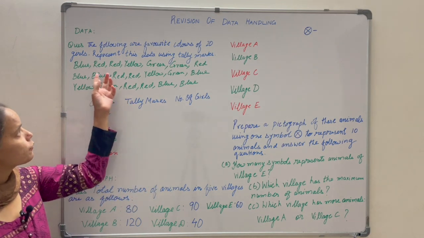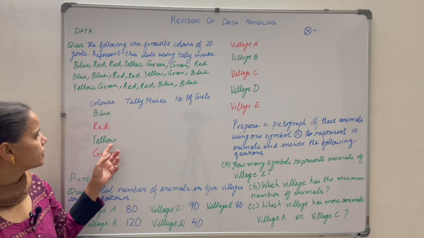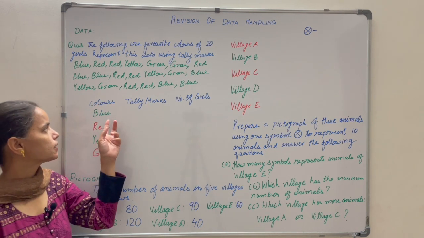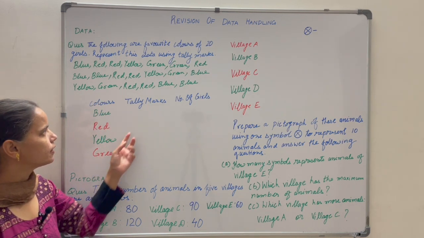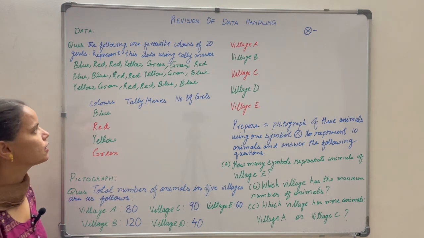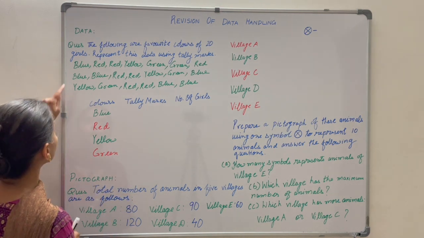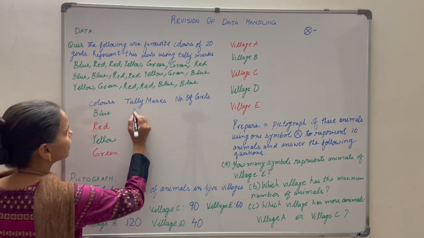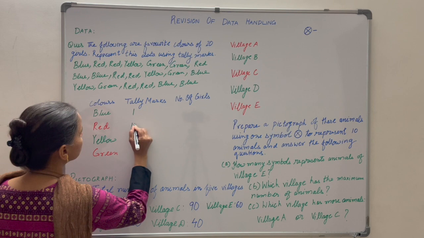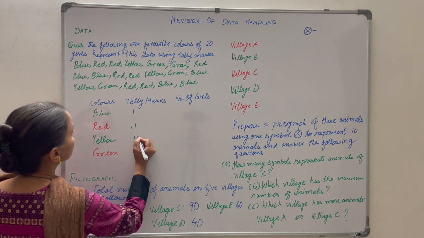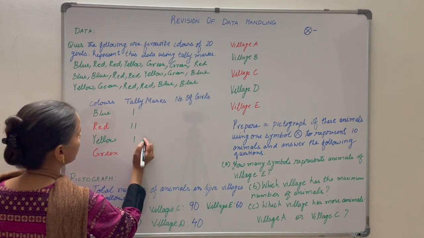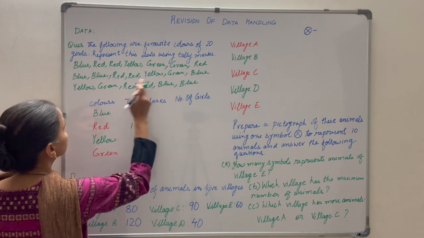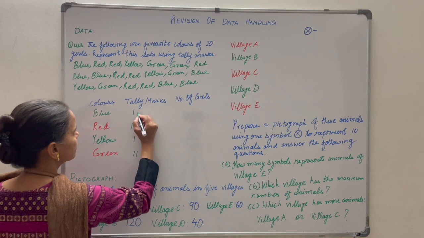So here there are 4 different colors, blue, red, yellow and green. So that I have written under colors column. Let us see how many blue, red, yellow and green, and we will represent this information here. So here you have 1 blue, 2 red and 1 yellow. So we will put one line here, 1 blue, 2 red, 1 yellow, 2 green and 1 red, 2 green and 1 red. Then we have 2 blues, 2 red.